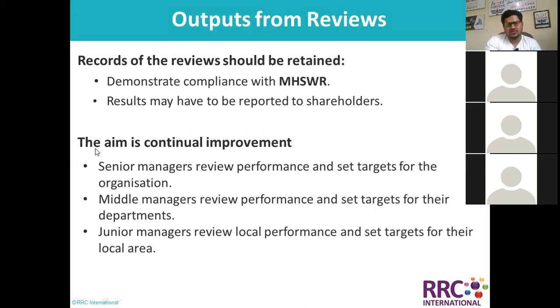The more responsibilities you are accepting, the more learning opportunities you are getting. Now, what is the aim of continual improvement? Because ultimately, why are we reviewing our system? Because we want to improve further. We want to improve more and more. That is the aim of continual improvement. Now, senior managers review performance and set targets for the organization. That is their job. Middle managers review performance and set targets for their departments, and junior managers review local performance and set targets for their local area.